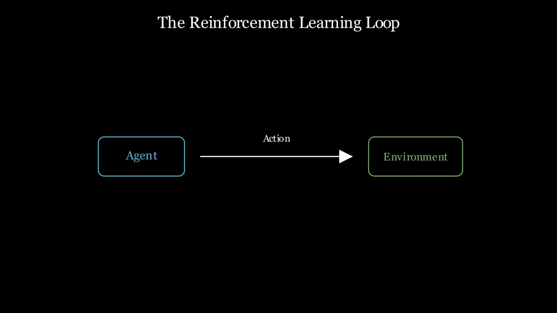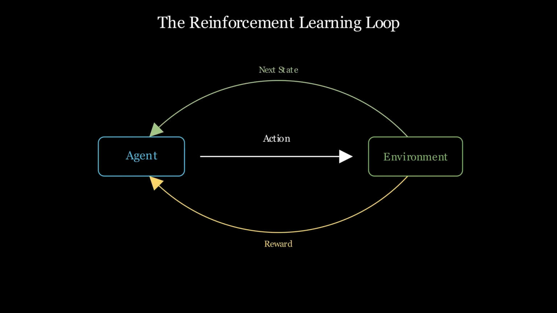Let's put it all together. We have an agent and an environment. The agent takes an action. The environment returns a reward and the next state. The agent updates its values and its policy. Then the process repeats. Through this continuous cycle of acting, observing, and learning, the agent gradually discovers better strategies. That is the reinforcement learning loop.